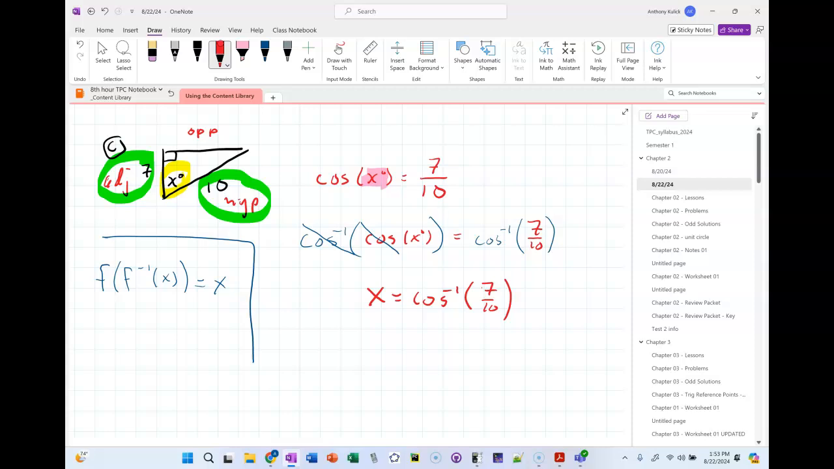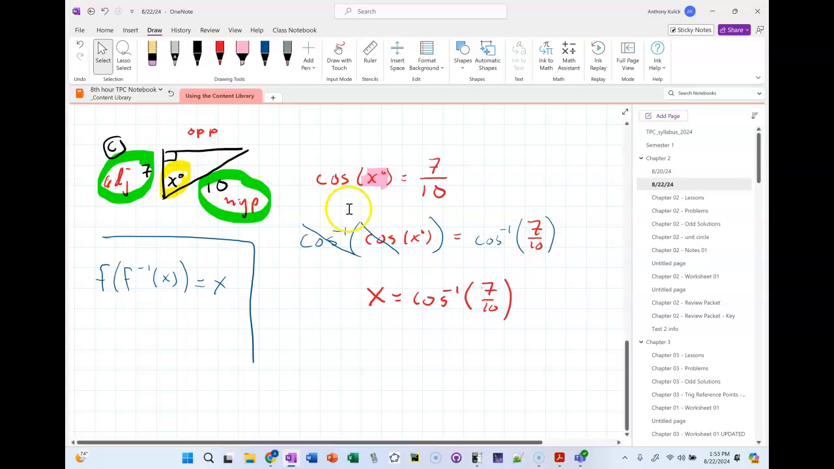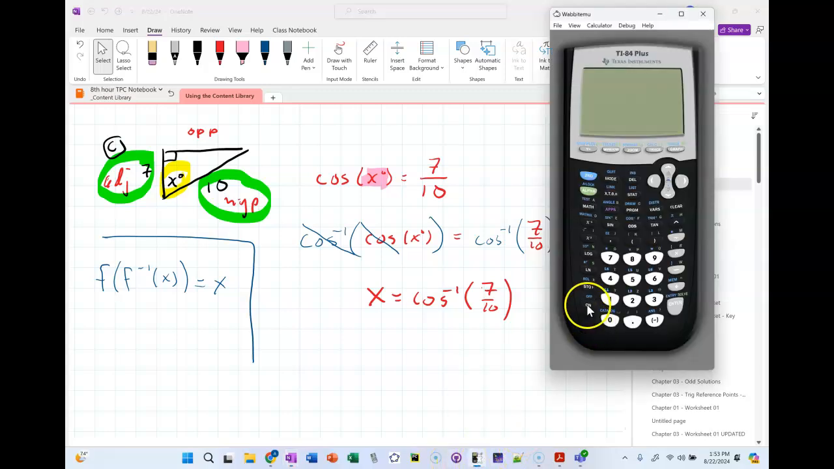Notice the x is by itself, so it is now calculator time. Let's go to our calculator. If you notice above the sine, cosine, and tangent buttons is the sine inverse, cosine inverse, and tangent inverse button in blue. To access the blue commands, you do second and then that button. So I'll do second and cosine. That gives me cosine inverse. And then 7 divided by 10. So my answer here is about 45.57.